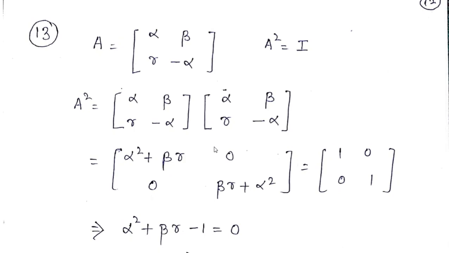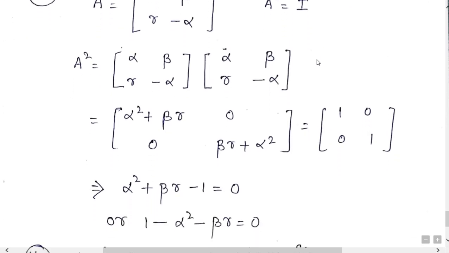It's a multiple choice question. Question number 13, 14 and 15. Answer is given to you. Statement is alpha, beta, gamma and minus alpha. And given is a square is equal to I. You have to match the answer.